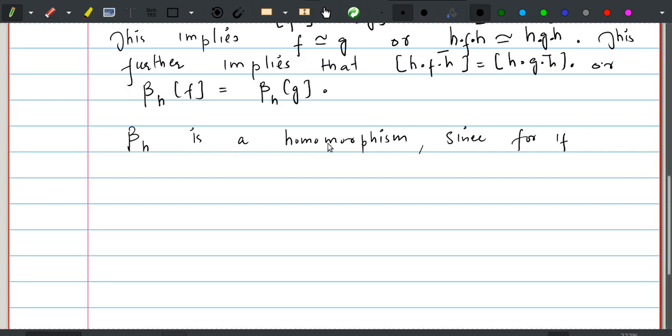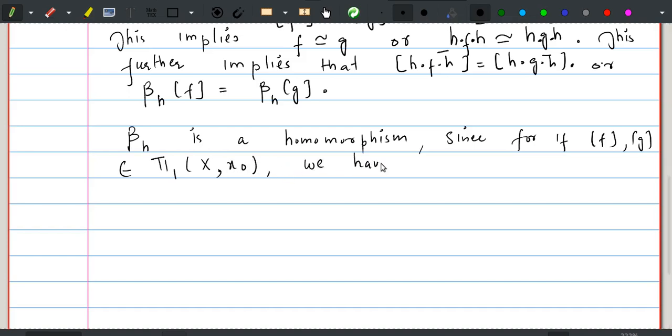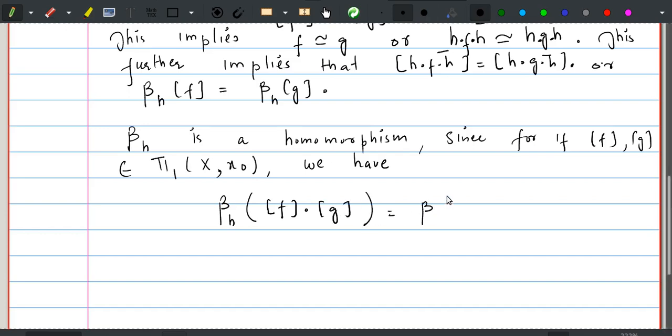Let us take two elements in this group here. Let us take these two elements in the fundamental group of x based at x naught. So we have beta h of, now let us compose these two elements here. This is same as beta h of the homotopy class of fg.